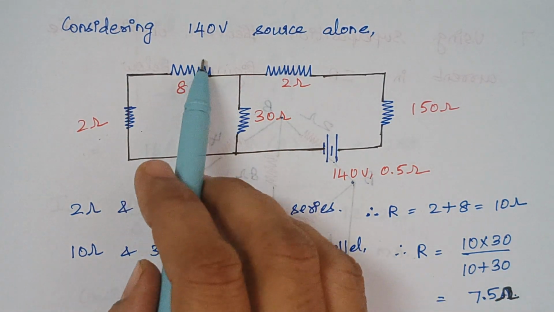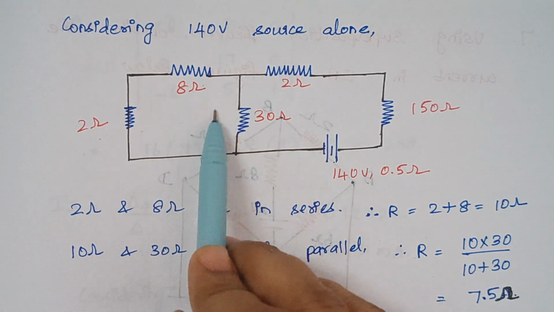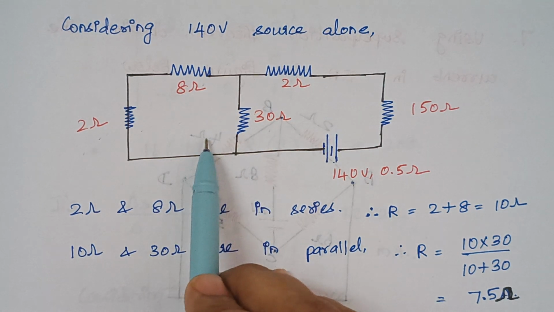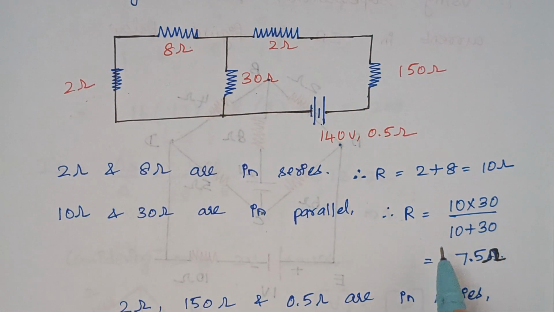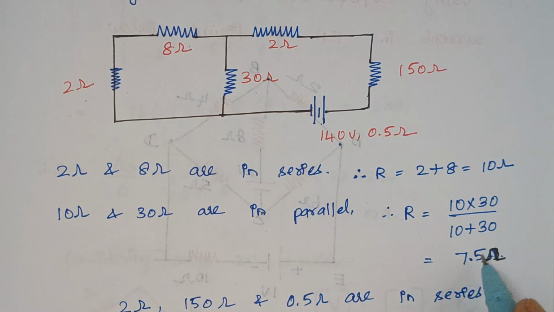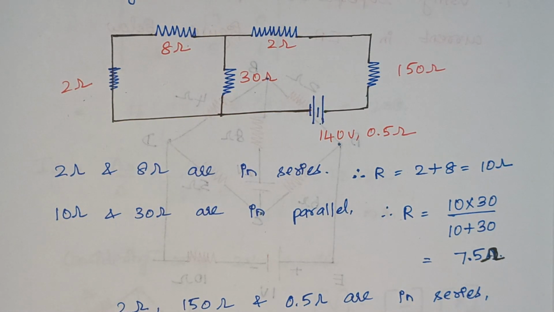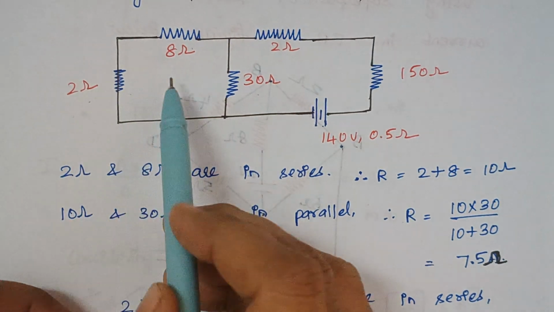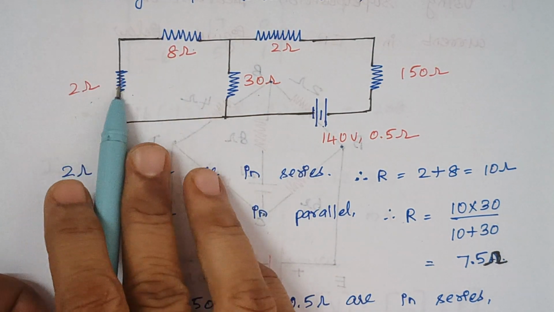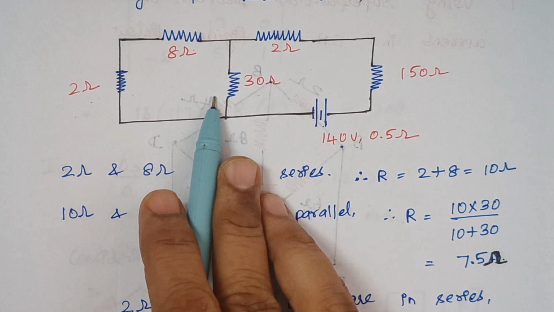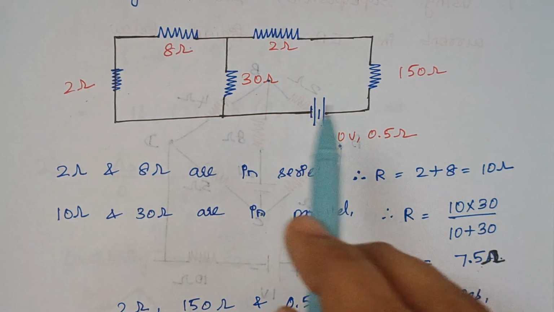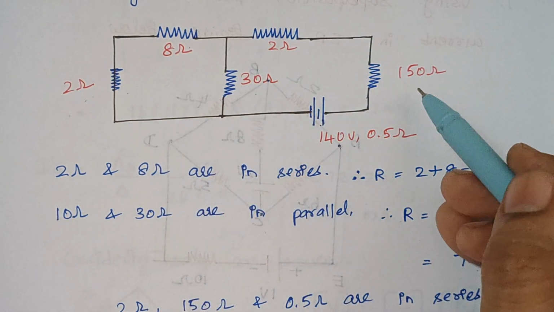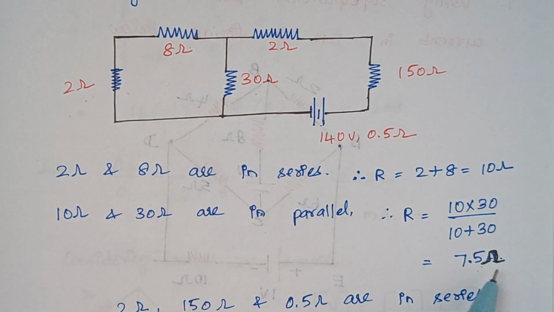When you solve this, the 10 ohm becomes parallel with this 30 ohms. So the total resistance will be 10 into 30 divided by 10 plus 30, which gives 7.5 ohms. I have not drawn each and every step of this circuit. When you combine these two, that becomes 10. That 10 comes in parallel with this 30, giving 7.5. So this entire circuit has 150 ohm, 2 ohm and this 7.5.